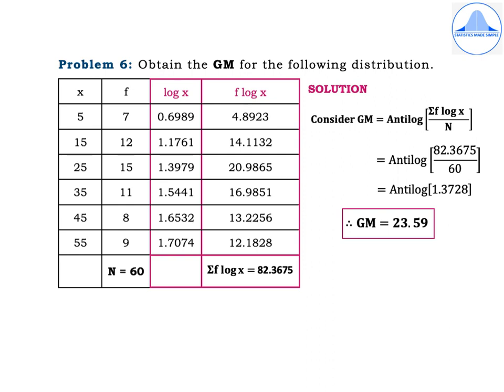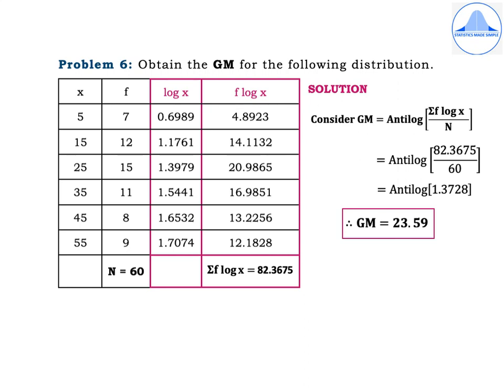Problem 6. Obtain the geometric mean for the following distribution. The x values are 5, 15, 25, 35, 45, 55, and their frequencies are 7, 12, 15, 11, 8, and 9. So compute capital N, which is equal to 60. The log x values are 0.6989, 1.1761, 1.3979, 1.5441, 1.6532, and 1.7074.